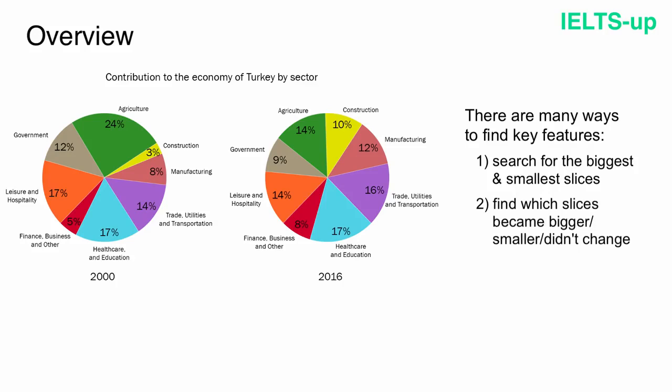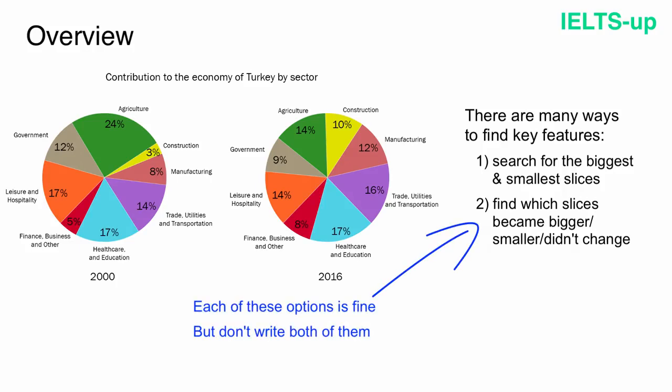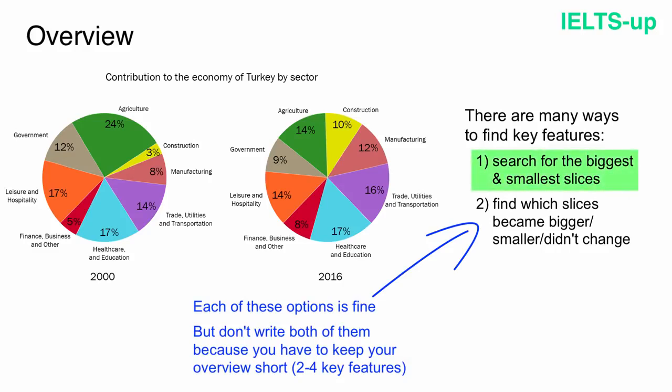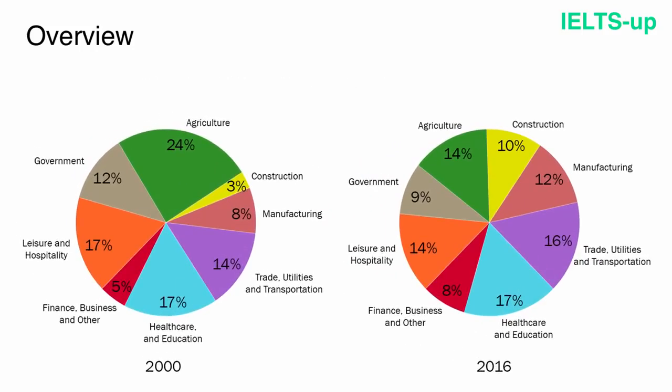And secondly, we can find which slices became bigger and smaller or did not change. Each of these options is fine, but do not write both of them, because you have to keep your overview short. So I've decided to focus on the first option. Now let's look at each pie chart and find the key features.